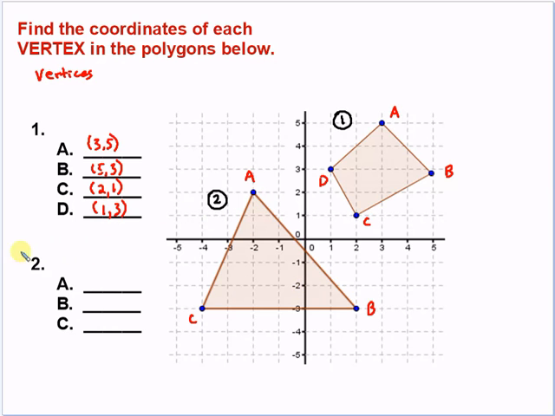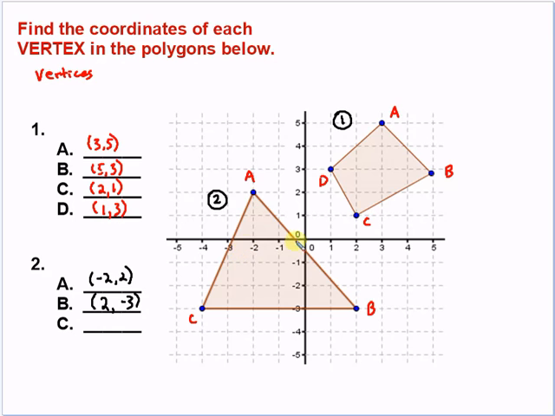So let's find the coordinates for point A. Point A, we travel along the x-axis to -2, along the y-axis to +2. -2, +2. Let's go to B, down this way. B, we travel along the x-axis to +2, down the y-axis to -3. So our coordinates are 2 and -3.